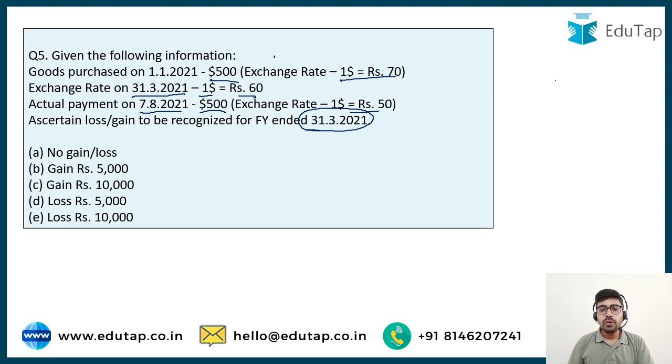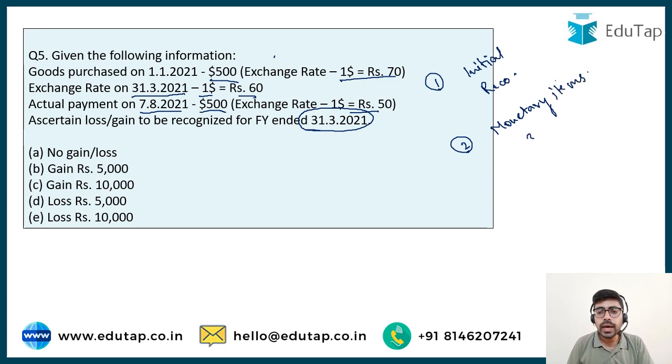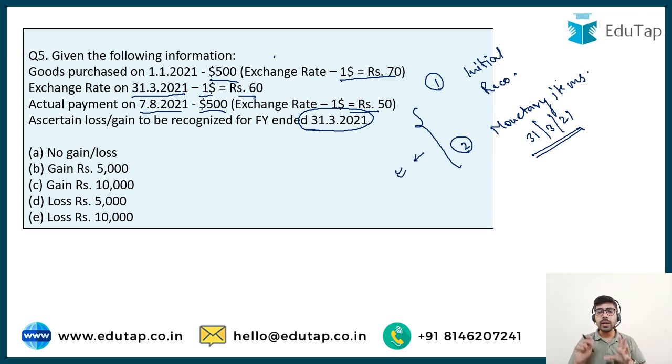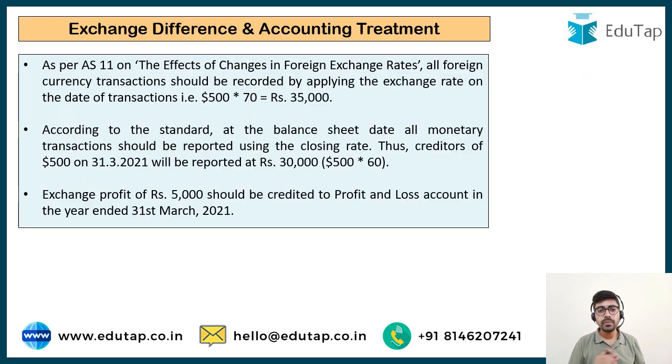Okay, so now we know that first we will be doing initial recognition. How would it be done? You have to think about it. You have to try to solve it yourself first, and then think about the monetary items, how they are reported at the balance sheet date on 31st March 2021. How do we report it? And think about the difference that is going to arise and how you are going to treat this particular difference. Just think about it and you will get the right answer. So let me try to answer this question for you guys.